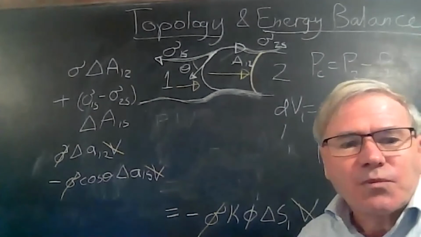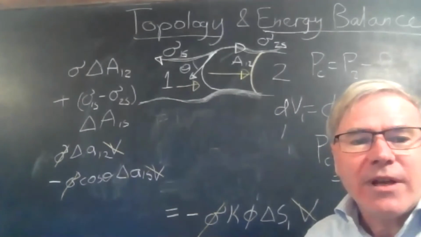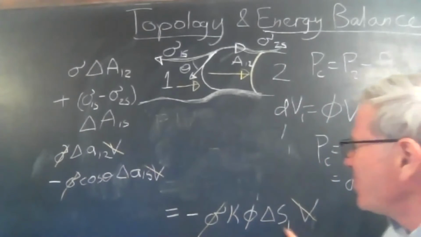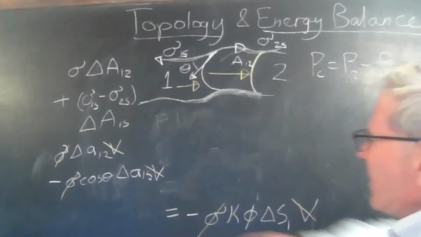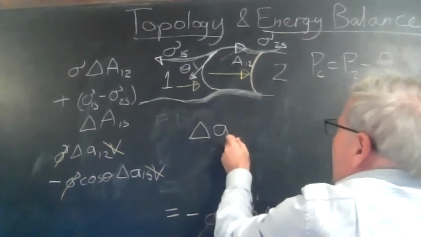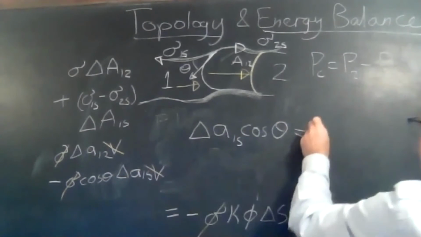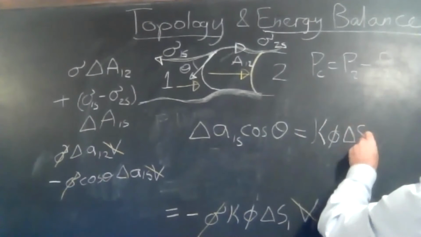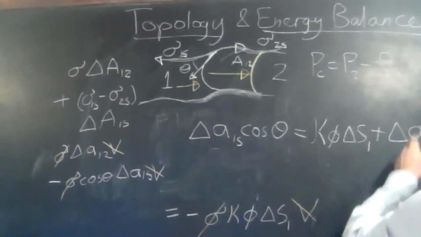And now we're going to get our final equation. Let's put this on this side of the board and this on this side, and we get our final expression, which I can write out nice and boldly. We've got delta A1s cos theta. That's this term. Put this one over there. It is kappa sigma delta S1 plus delta A12.